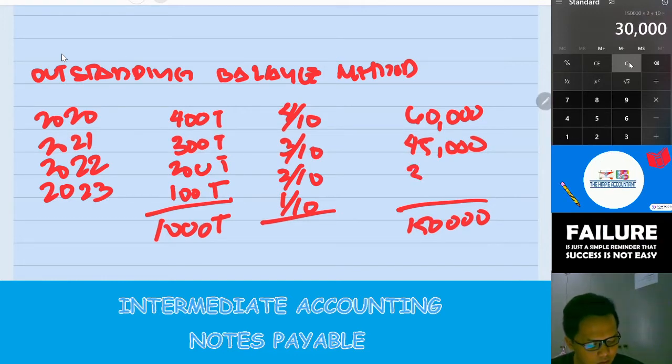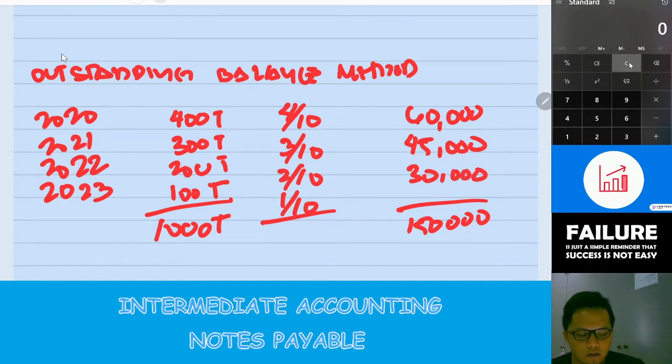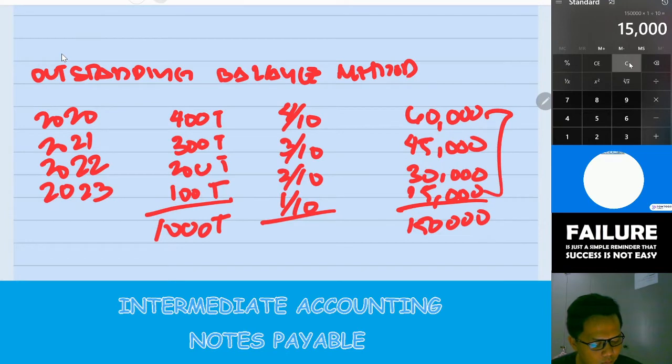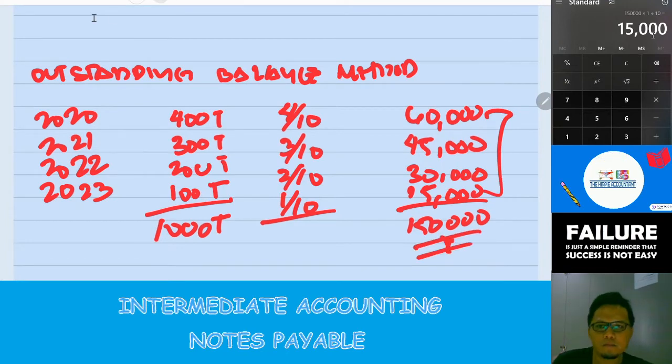In 2022, the second year prior to maturity, we have 150,000 times 2 divided by 10. So, that is 30,000. And in 2023, the last year, we'll have 150,000 times 1 over 10 pala. Okay. 150,000 times 1 divided by 10. So, that is 15,000, for a total of 150,000.